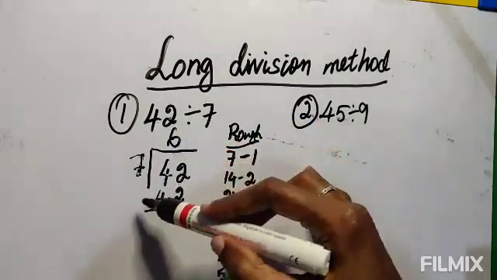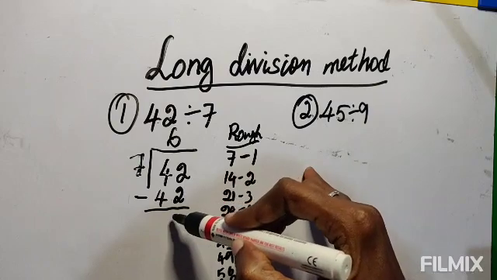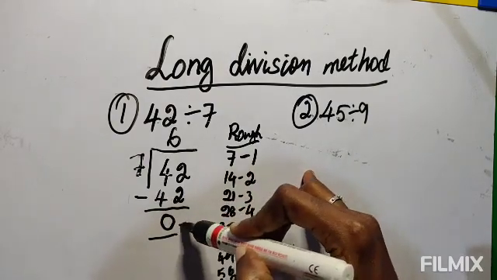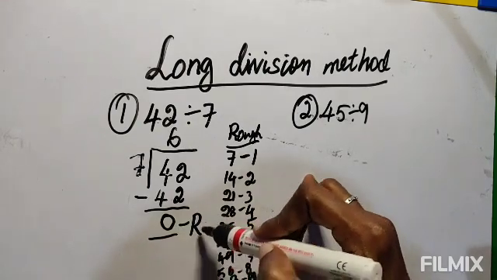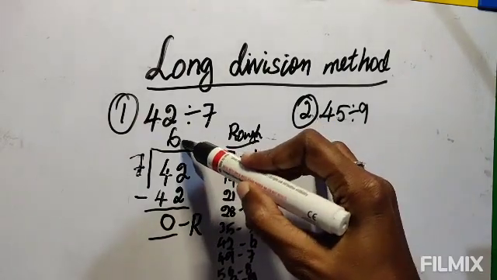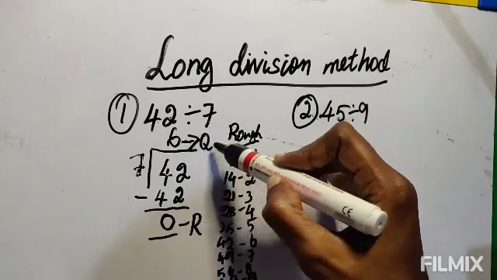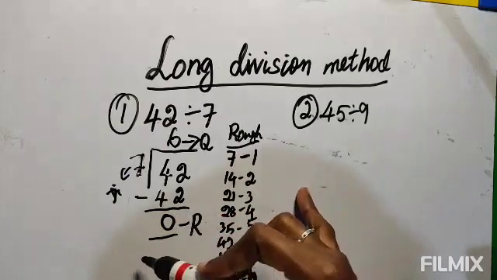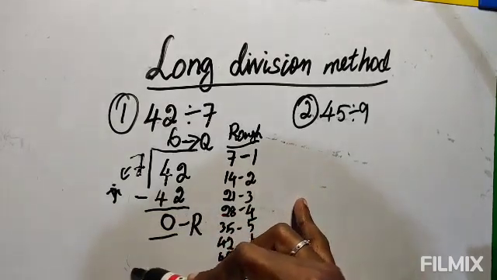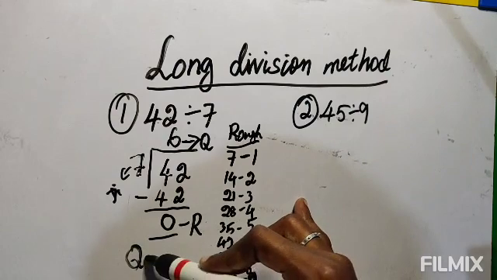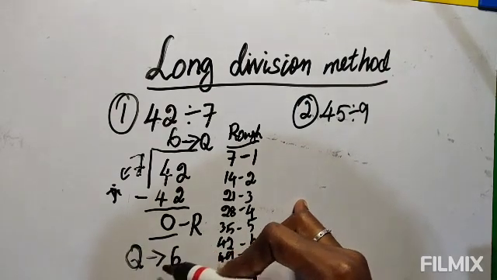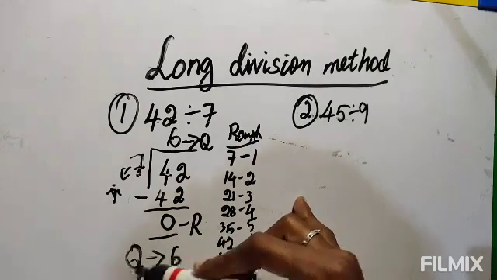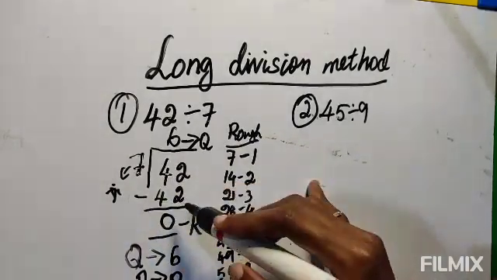Now after writing, you have to minus. 2 minus 2 is 0, 4 minus 4 is 0. So we have got 0 here. This 0 is the remainder. Remainder shortcut I am writing R, and this 6 is the quotient, and this is the divisor. Last, you have to write the answer, that is important. Quotient Q equal to 6 and remainder equal to 0. This is compulsory, how to write the answer. Don't leave it just with a calculation.